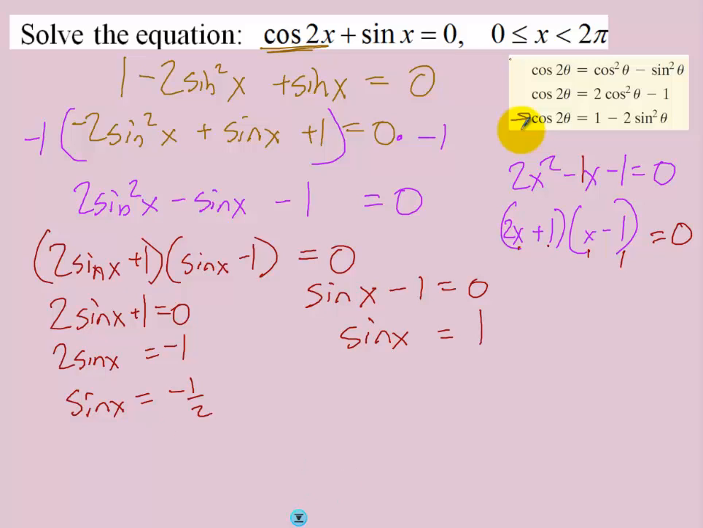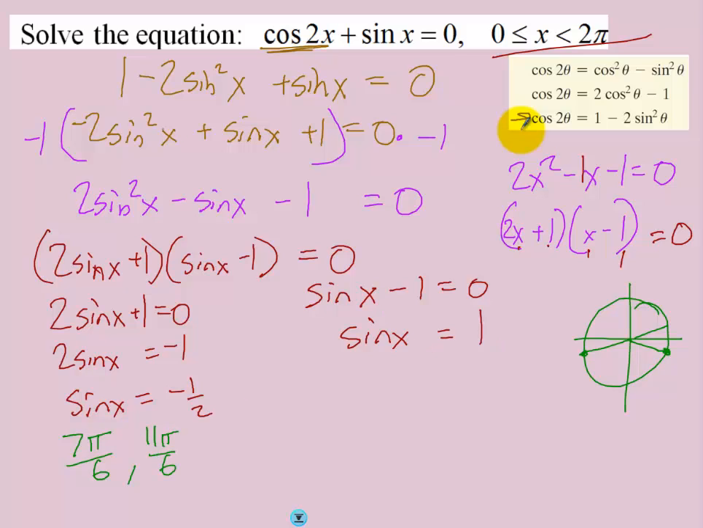So what are my solutions for both of those? And remember my domain. When is sine of x equal to negative 1/2? I always like drawing this. So your sine is your y values. When our y value is negative 1/2, that's going to be right there and right there. So the two values where sine is negative 1/2 will be at 7 pi over 6 for this one, and for the other one, it's going to be 11 pi over 6.